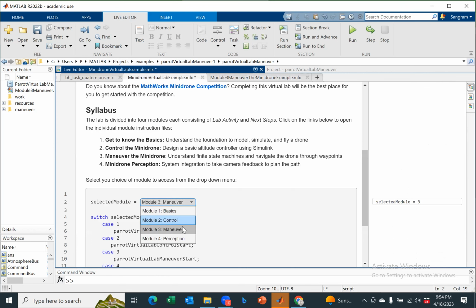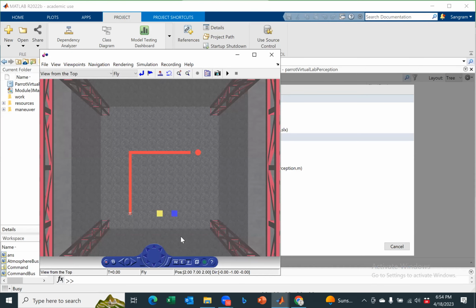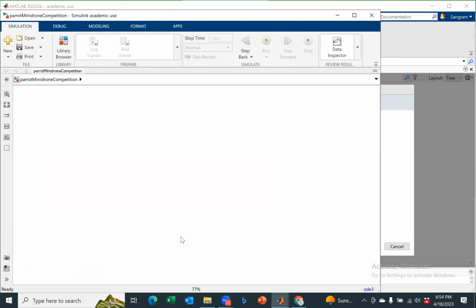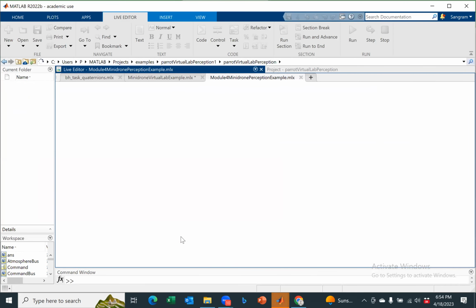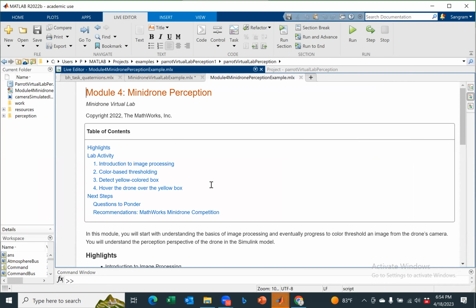The last part is the perception. The drone needs to know where it is and what it is doing. So that is the part. And you run those Simulink scripts and they will show you this nice simulation of how it works. So this is exactly the assignment that I asked you.